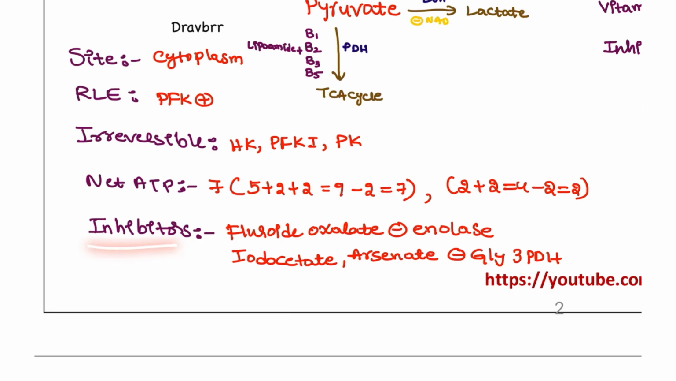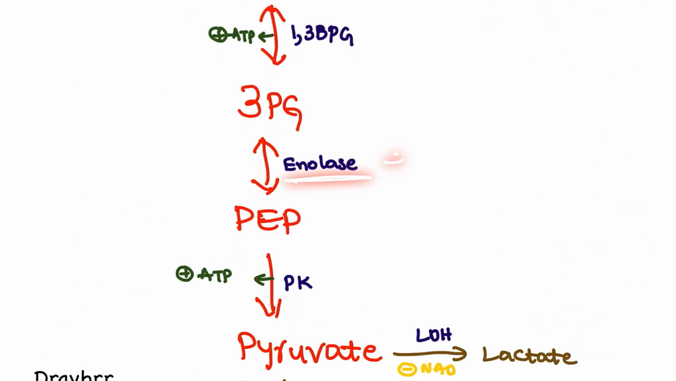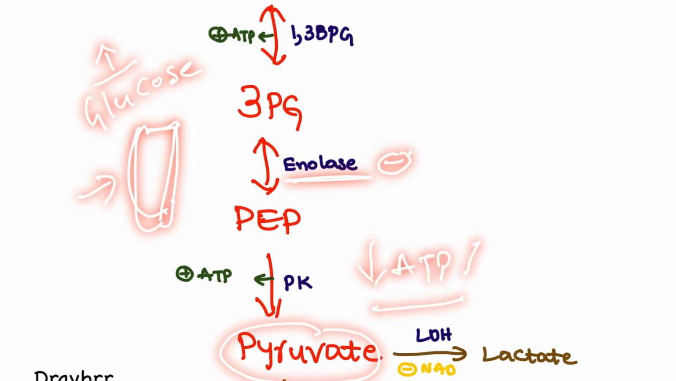Next, inhibitors. Fluoride oxalate is going to inhibit enolase. Here you can see this enolase should be inhibited. Why? Whenever you take the gray vacutainer, you are going to check the glucose levels. But glucose is going to convert to pyruvate because it has to break down to produce ATP. So to prevent this breaking down, you have to inhibit this enolase so that you can estimate the glucose.